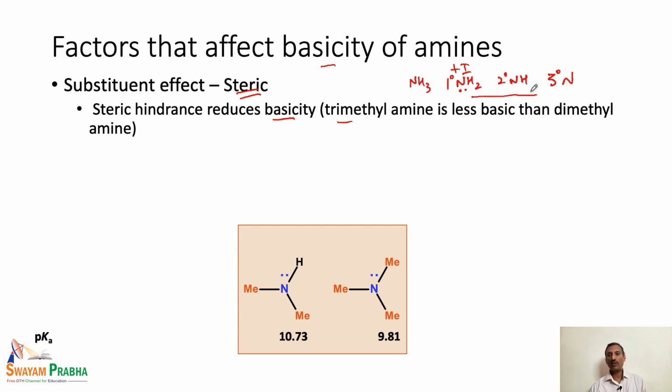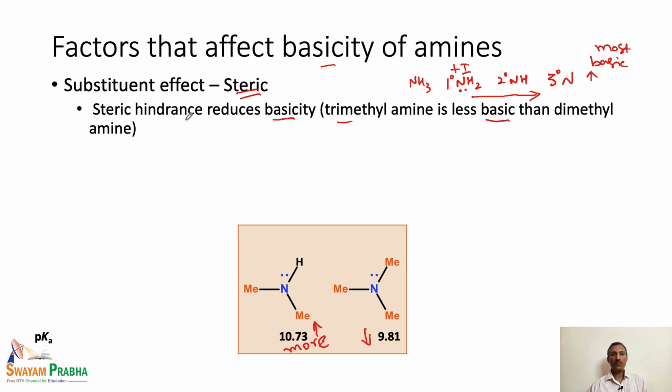If that is the case, then the tertiary amine is supposed to be the most basic one, and the secondary amine is going to be second, or a little less basic than the tertiary amine. But in reality, what we see is that triethylamine or trimethylamine is less basic than dimethylamine. So, what is the reason? If you look at the pKa value, trimethylamine has a pKa of 9.81. In other words, this is less basic than the secondary amine, which has a pKa of 10.73, or it is more basic. So, what is the reason for this anomaly?